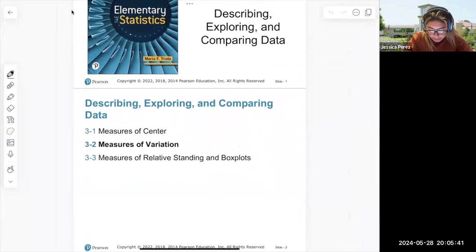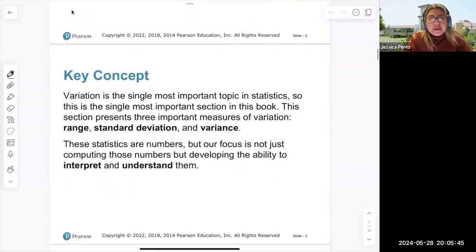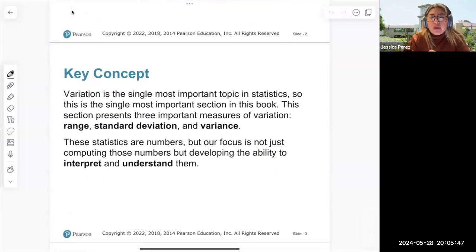Let's talk about the definitions. Variation is the single most important topic in statistics, so this is the most important section in this book. In variation, we talk about the range, the standard deviation, and the variance. We're going to be looking at all three of those characteristics throughout December.